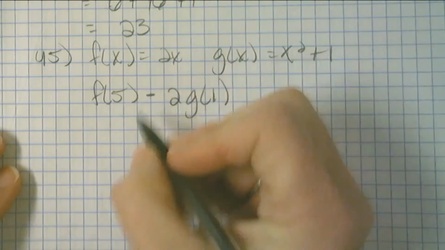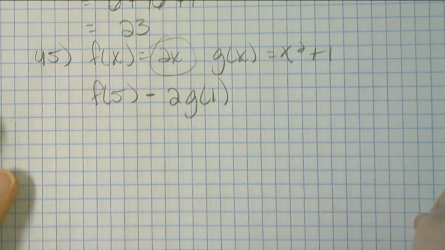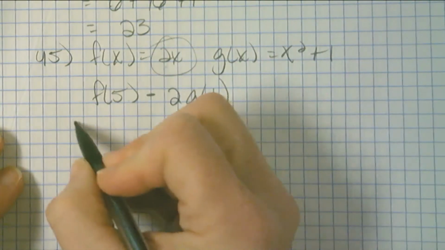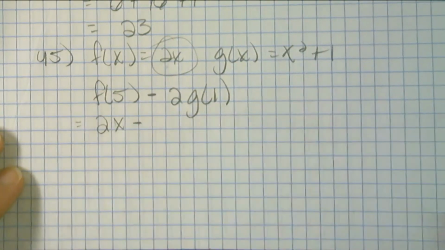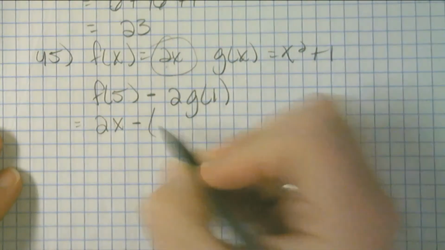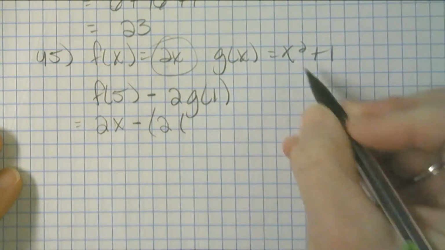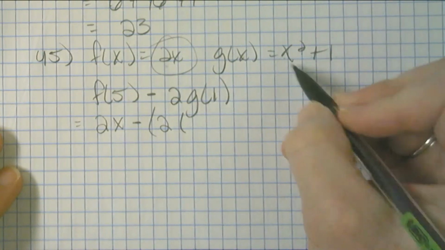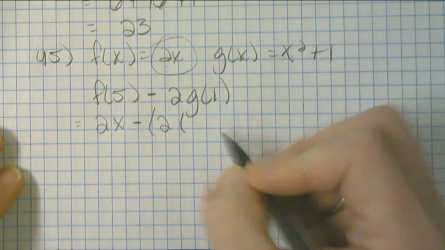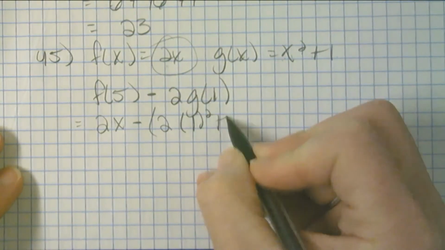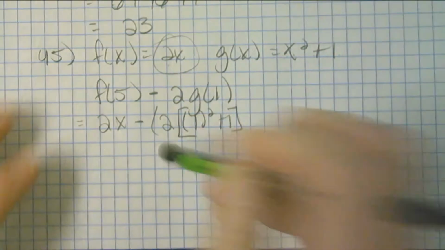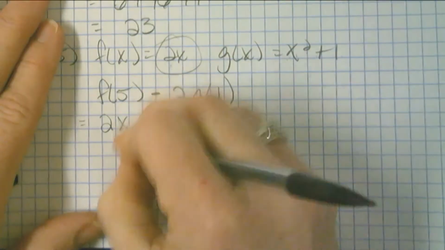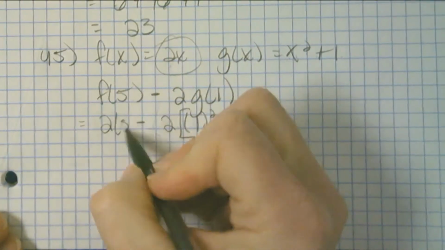So you should all be substituting. F of 5 means that I'm taking my f of x, which is 2x, and I'm substituting 5 in. So this is 2 times 5 minus 2 times, well, g of x is x squared plus 1. So I'm just substituting 1 in for the x in g of x. So that's 1 squared plus 1. Oopsie, this should be 5. I should be doing that math first.